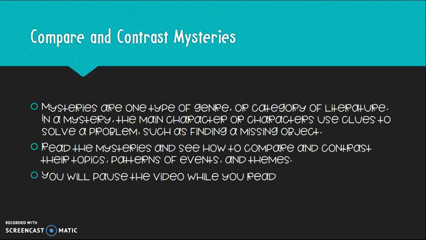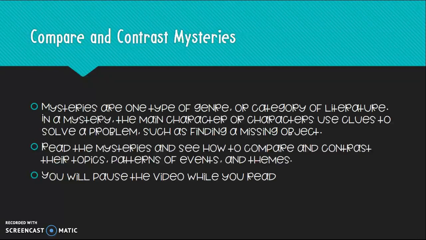stories. Today we're going to look specifically at mysteries. Yesterday we looked at tall tales a little bit, and even when you come to me in small group, we'll continue looking at tall tales a little bit. But in this, you're going to look at mysteries. That is one type of subgenre that falls under fiction. For the most part, there can be nonfiction mysteries, but in our case, we're going to look at them in fiction. It's when the main character or characters use clues to solve a problem, such as finding a missing object.